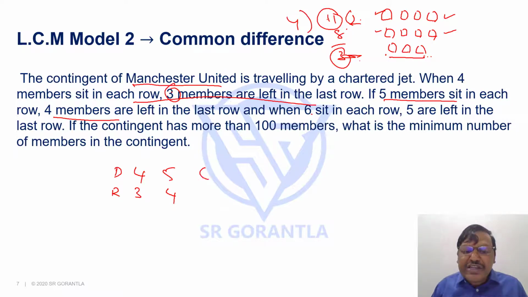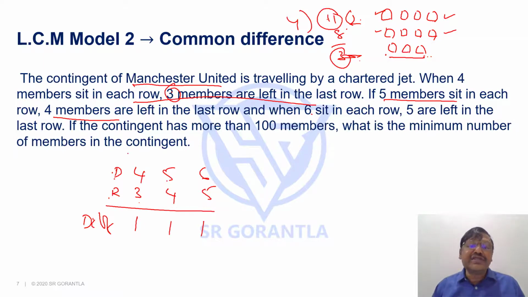When 6 people sit in each row, 5 are left in the last row, which means when divided by 6, remainder is 5. If you observe here, the remainders are not the same. But what you can see is the difference between divisor and remainder: how much is it? 1, 1, 1. There is a common difference between the divisor and the corresponding remainder. Then what does the answer mean? The general form of the number is LCM minus difference.